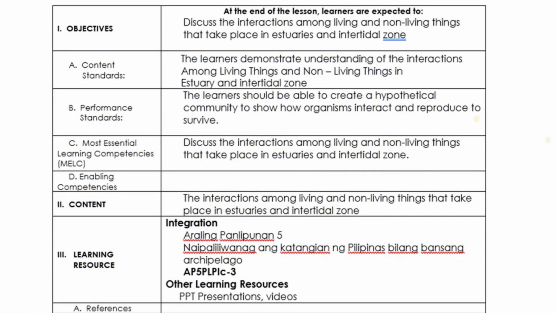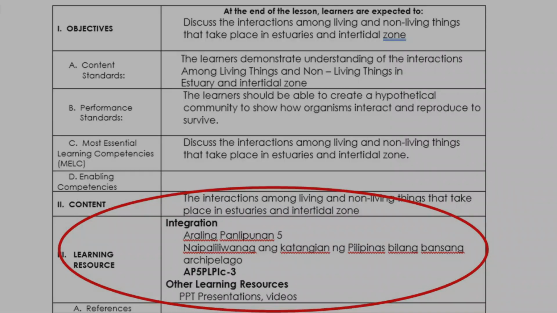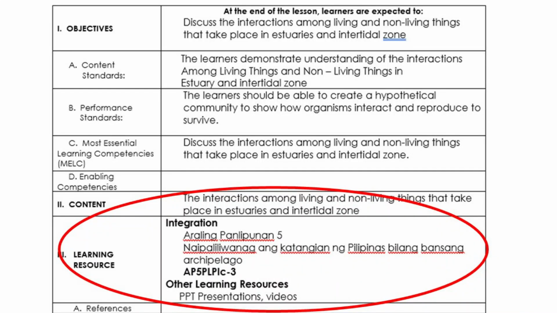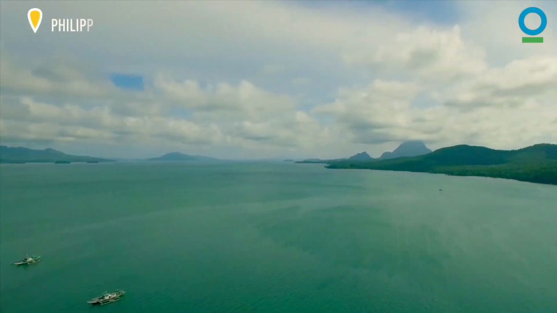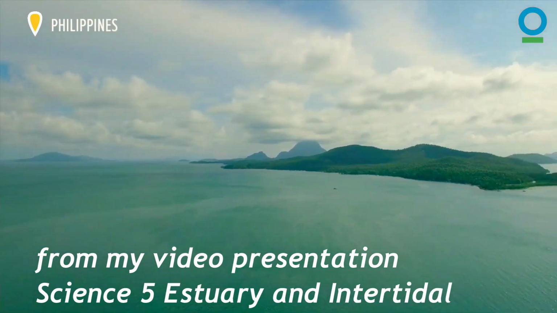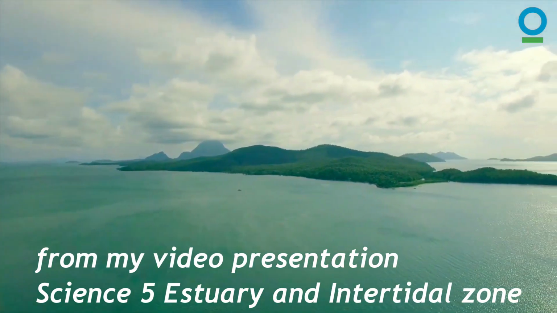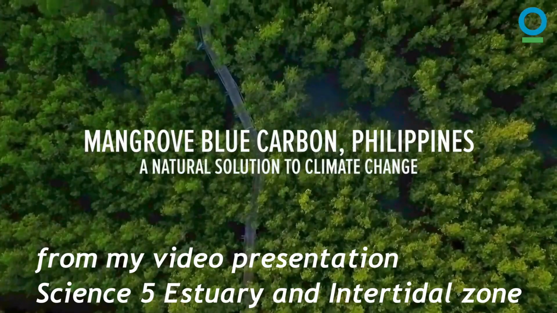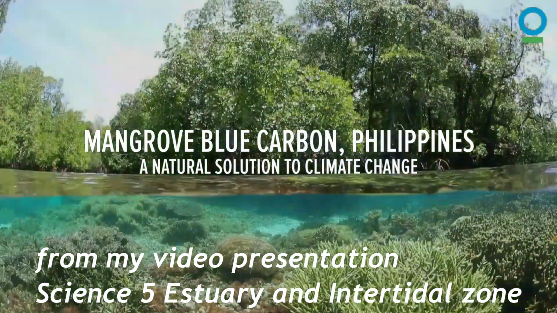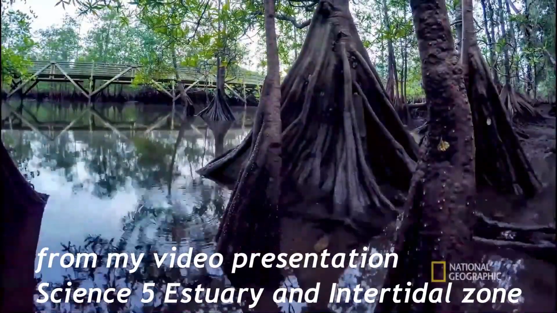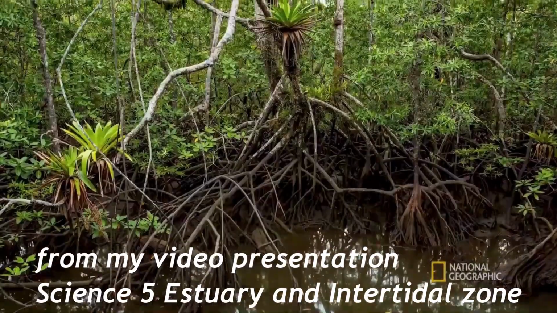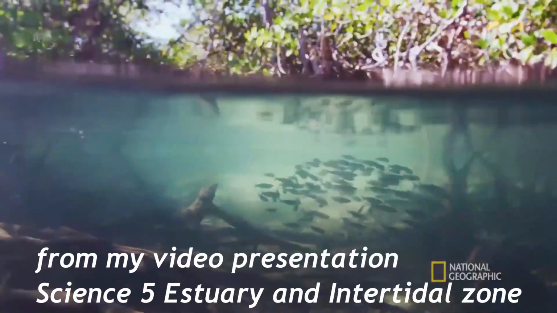This is the part of my lesson plan which shows knowledge in Araling Panlipunan being integrated in science. This part of the lesson shows in this video. The Philippines, being an archipelago, is surrounded by seas and oceans. Because of this, the Philippines is rich in coastal areas, which are affected by the rising and receding tides.